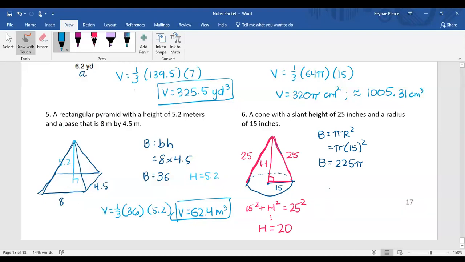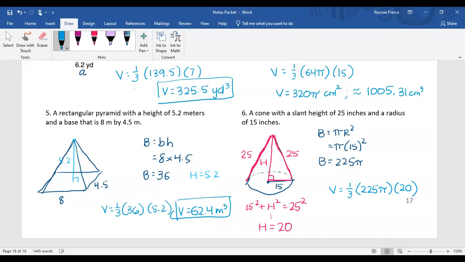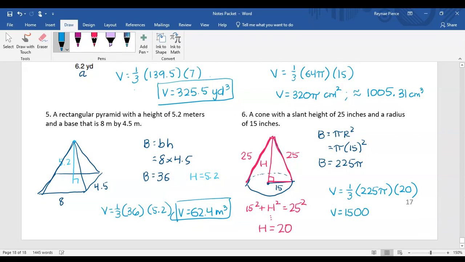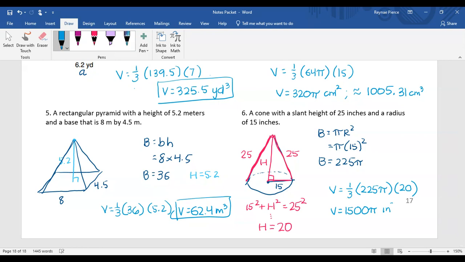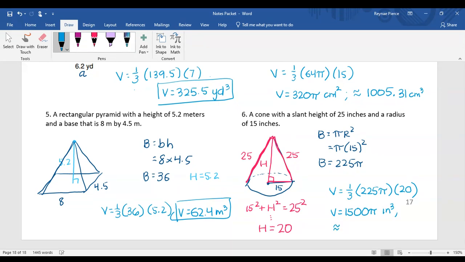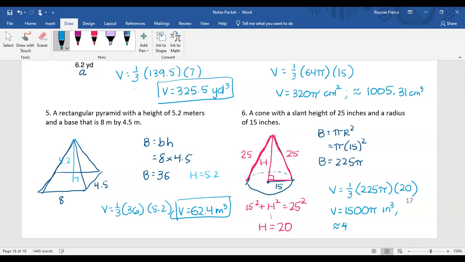And to find the volume, 1/3 times the area of the base times the height. For an exact volume of 1,500 pi cubic inches, or an approximate volume of 4,712.39.